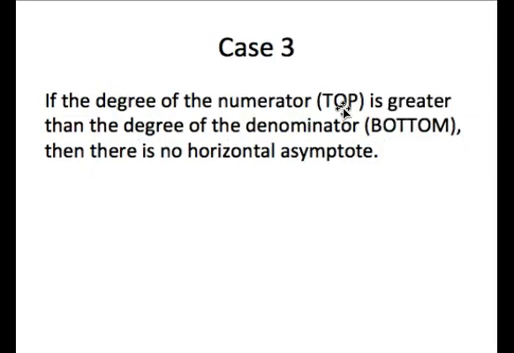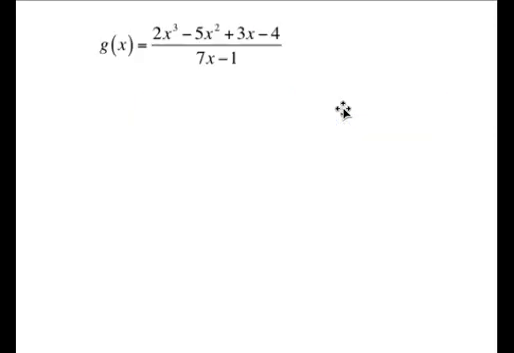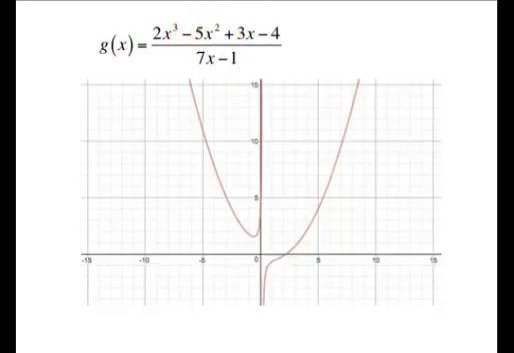Now here's our third case. If the degree of the numerator is greater than the degree of the denominator, then there is no horizontal asymptote. I call that a top-heavy fraction. If the degree of the top is bigger than the degree of the bottom, no horizontal asymptote. The degree of the top here is x to the third. 3 is the degree. 1 is the degree there. We do not expect a horizontal asymptote.